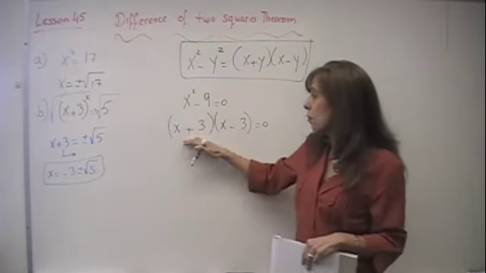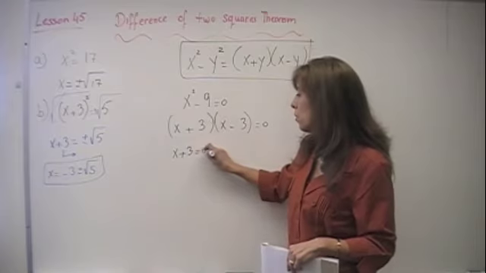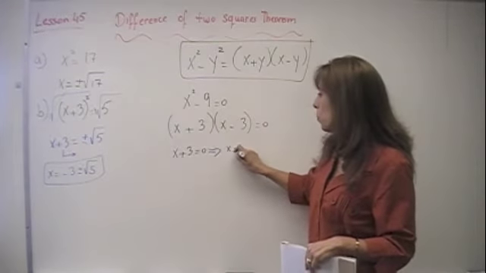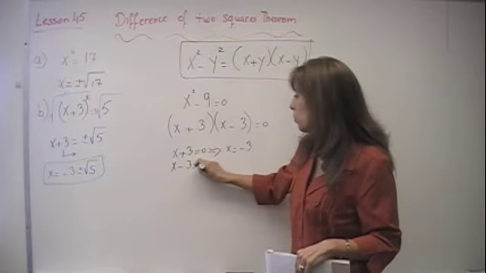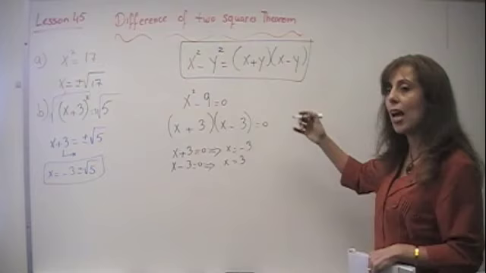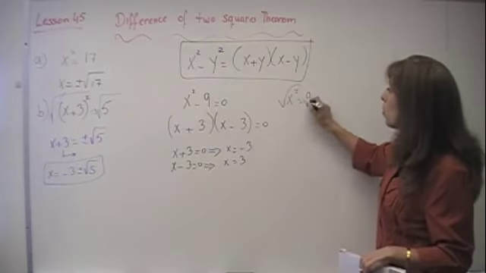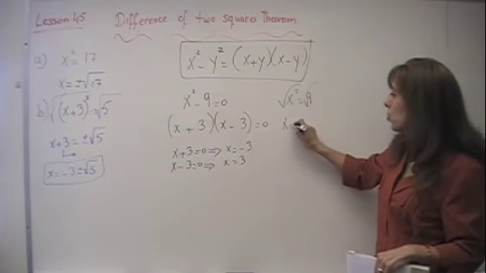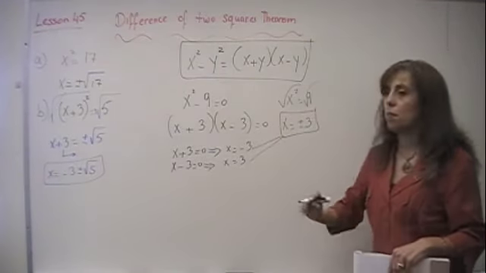Then I can set up the first binomial equal to 0: x plus 3 equals 0. That means x equals negative 3. And the second one, x minus 3 equals 0. That means x equals 3. And this is exactly what I had before when we had x squared equals 9 and we square rooted both sides, where x was positive negative 3. So I'm getting the same answers.